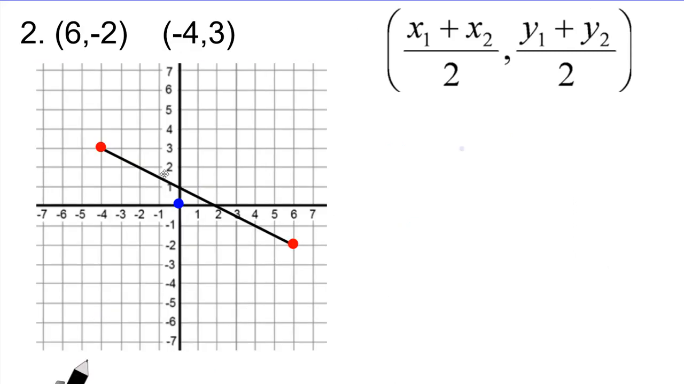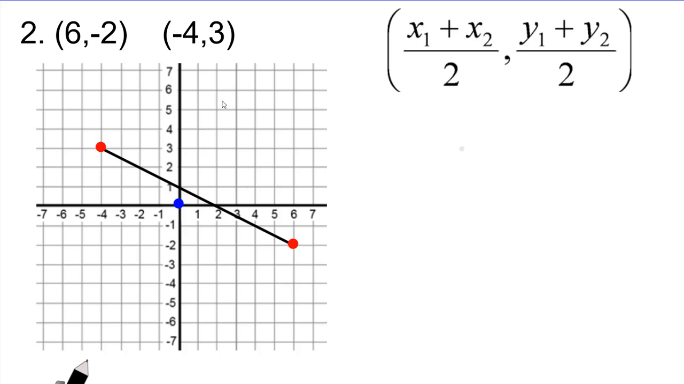All right, on number 2, we got (6, -2). So over 6, down 2, and then (-4, +3). So left 4, up 3. We want to find the midpoint. You can probably guess it's somewhere in here. This one's a little tricky though. So let's go ahead and use our formula.